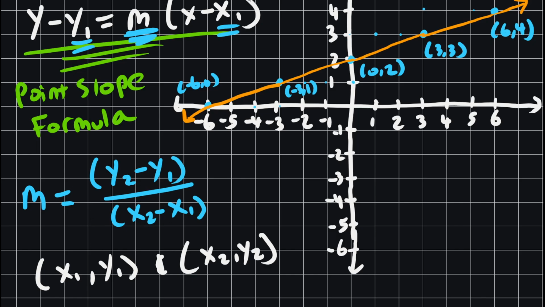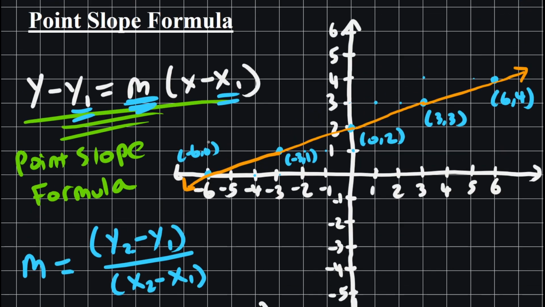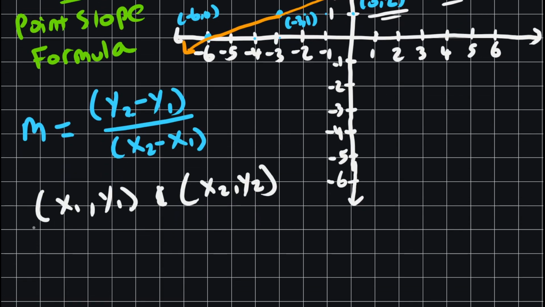Okay, so let's find the slope of this graph right here. Let's go ahead and pick any two points. It doesn't matter which two points you pick, because the slope will be the same throughout all of them. So for example, we'll pick this one and this one. We'll pick 0, 2, and 3, 3. Let's write them down. So we have 0, 2, and we have 3, 3.